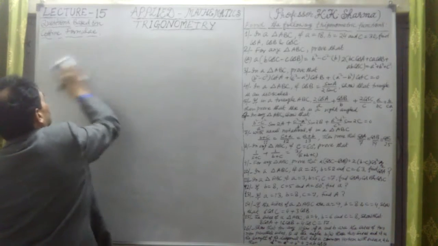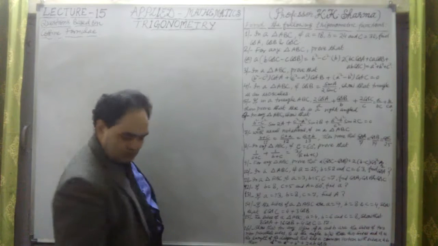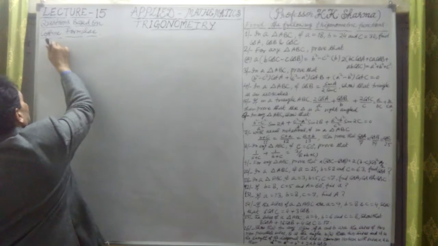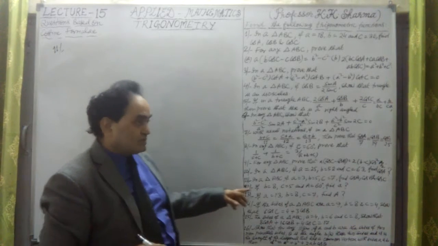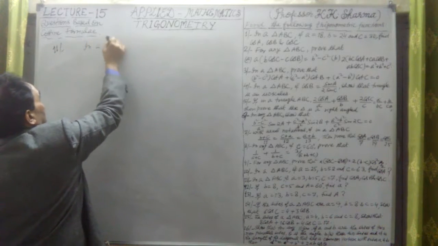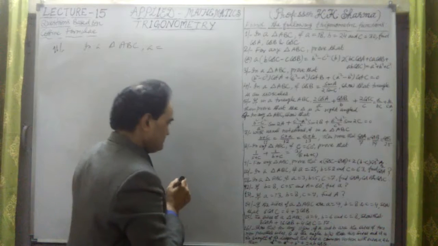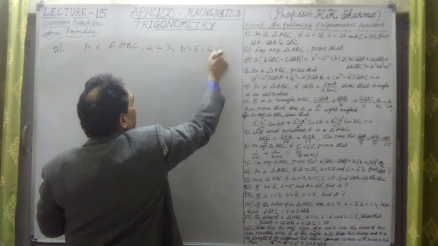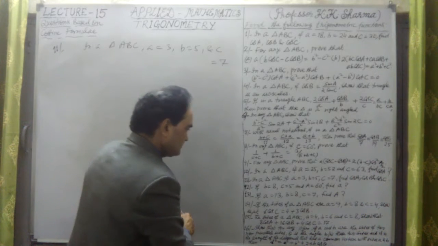Okay, so let us take now question number 11. The final answer was 12 by 30, this is the value of cos A. Okay, now let us take the 11th question. Question number 11 says, in a triangle ABC, A is equal to 3, B is 5, and C is 7. Find cos A, cos B, cos C.